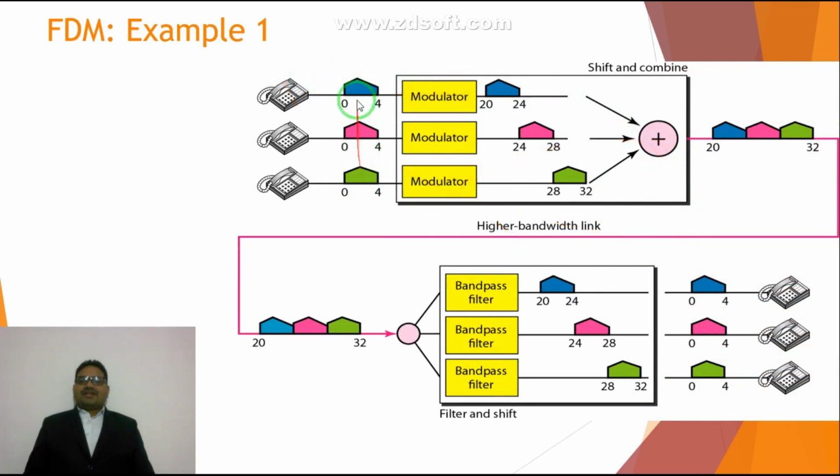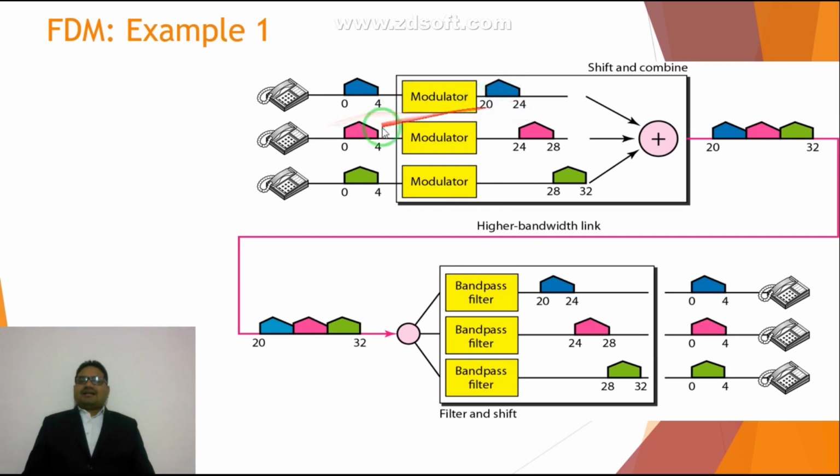See, there are three voice channels. Suppose each has a bandwidth of 0 to 4 kilohertz. At the transmitter side, the multiplexing side, there is a modulator. See what it is going to do. It has a carrier frequency and does the modulation, with a frequency range of 20 to 24 kilohertz.